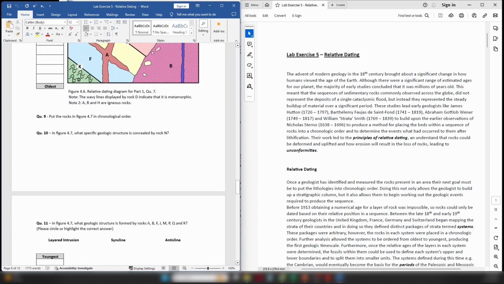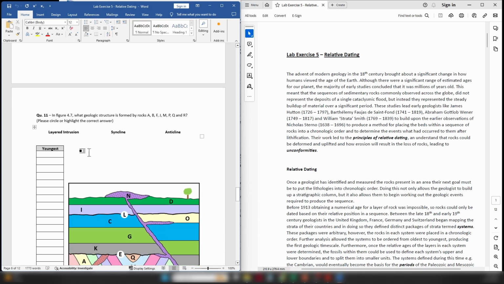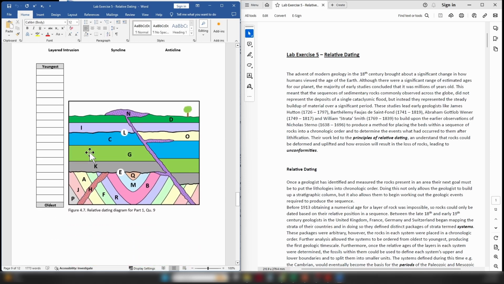So for question 9, you are going to go to figure 4.7. Here it is. Once again, we're getting even more complicated. And you can quite clearly see that these lower layers of rock have most definitely been folded, haven't they? It's quite obvious. You can also see that they've been folded and they've obviously been cut by whatever this igneous rock is here, which is H.